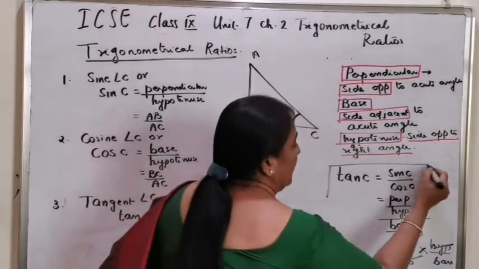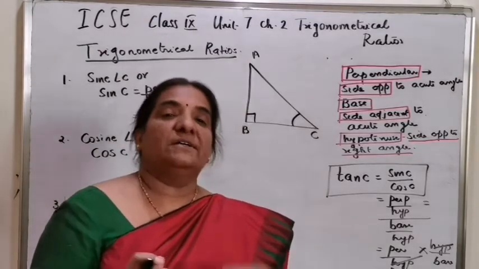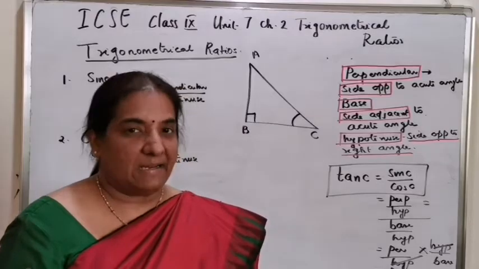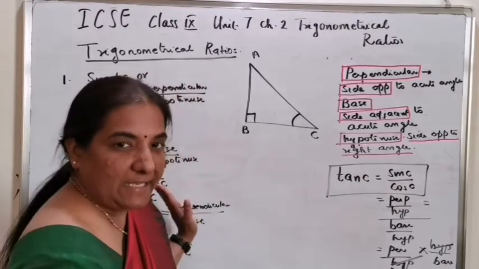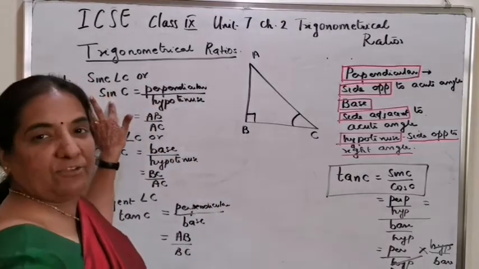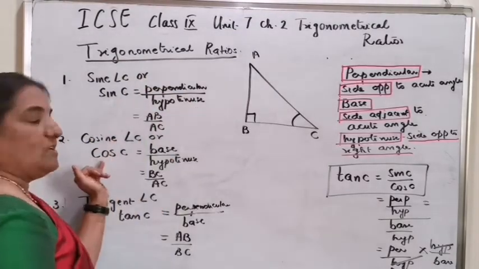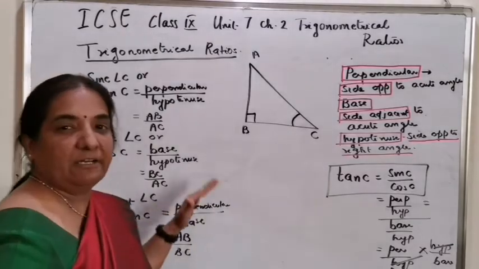Thus, tan of an angle is always the ratio of sine of the same angle divided by cos of the same angle. It is useful in the remaining part of the exercise. For the time being, understand the basic ratios as sine of an angle is perpendicular by hypotenuse, cos of an angle is base by hypotenuse, tan of an angle is perpendicular by base.